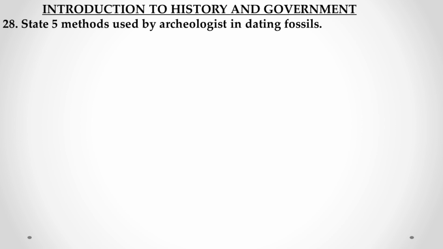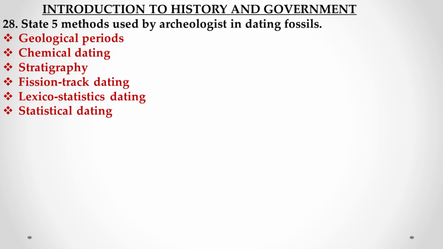Question 28. State 5 methods used by archaeologists in dating fossils. We have several methods, among them geological periods, chemical dating, stratigraphy, fission track dating, lexicostatistics dating, and statistical dating.